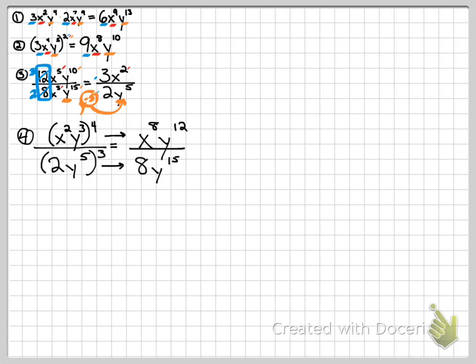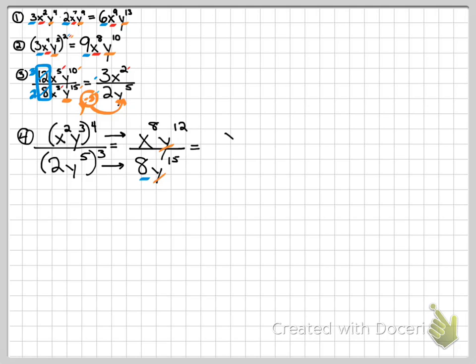Parentheses, PEMDAS still applies, you have to do parentheses first. Notice that I got an 8 on the bottom. 2 cubed gives me 8. 2 times 2 times 2. Now I have no more parentheses. Now I can reduce. You know you're not done yet because you still have y's on top and bottom, and that's not simplified. You need to make sure you get only one x, only one y, with whatever exponent is correct when you're all done.